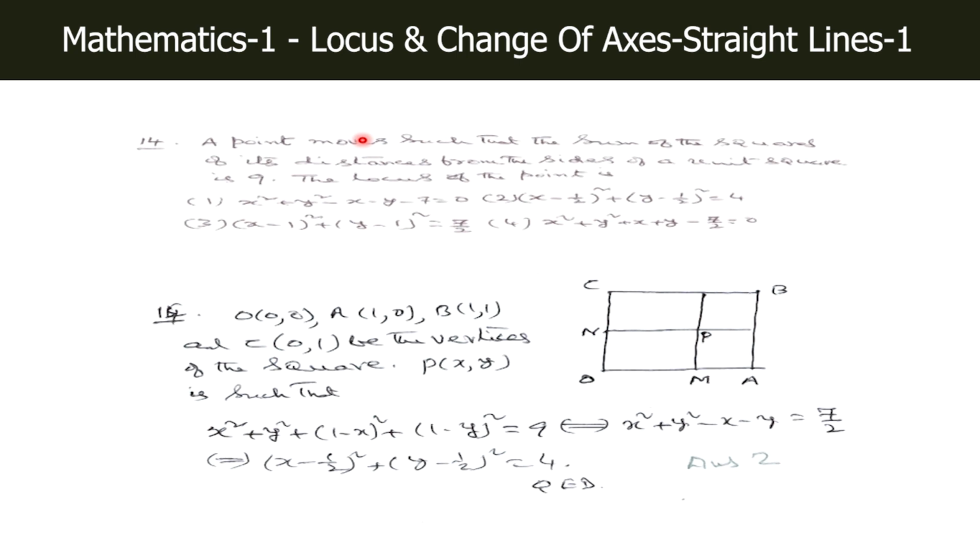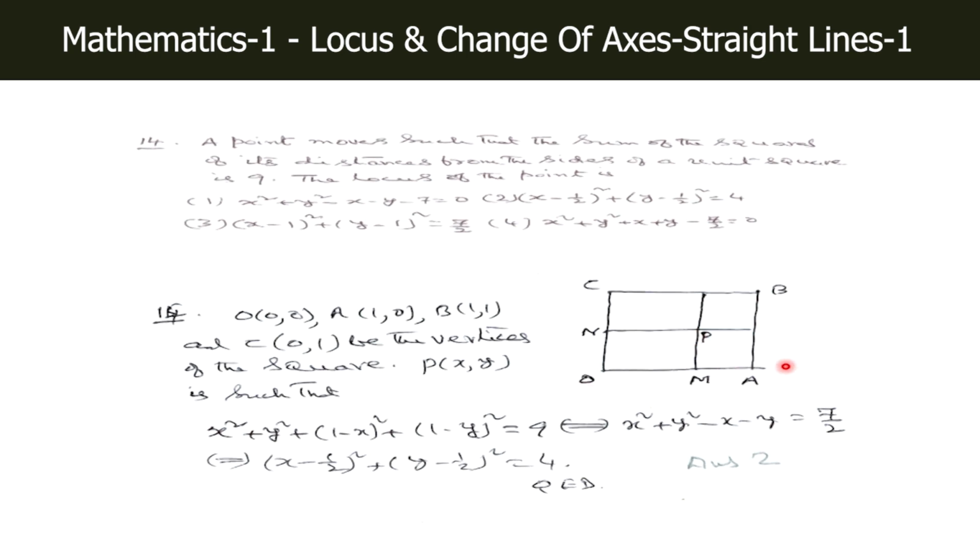Question 14. A point moves such that the sum of the squares of its distances from the sides of a unit square is 9. The locus of the point is so and so are given. So, now you consider this unit square ABCD. Unit square means side length 1. Suppose P is a point such that the sum of the squares of the distances of P from the sides is 9. So, therefore, now suppose P is equal to (x, y).